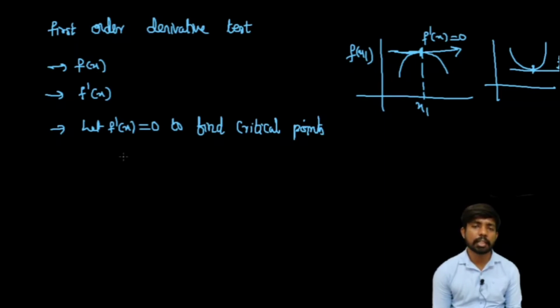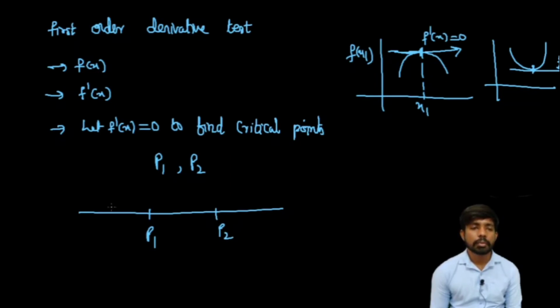Let us say the critical points are P1 and P2. Plot a number line, so this is P1, P2. This is divided into three intervals: minus infinity to P1, P1 to P2, and P2 to infinity.